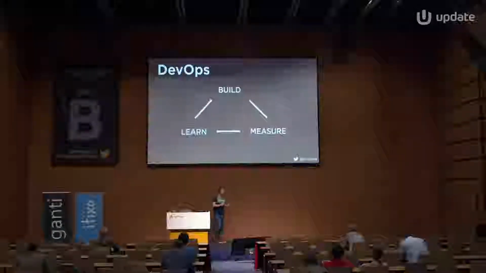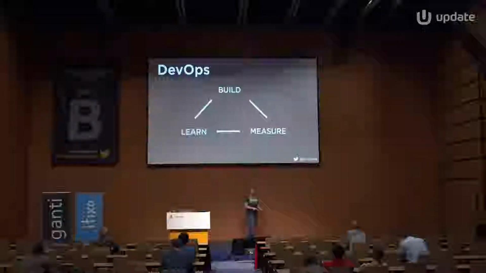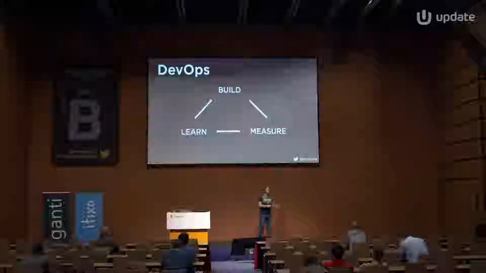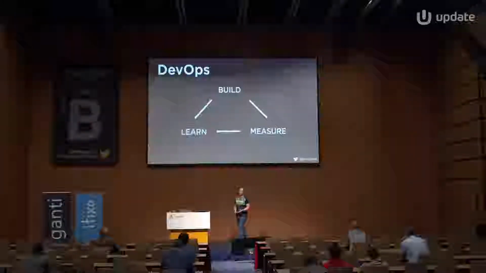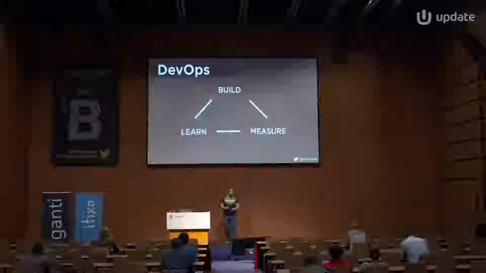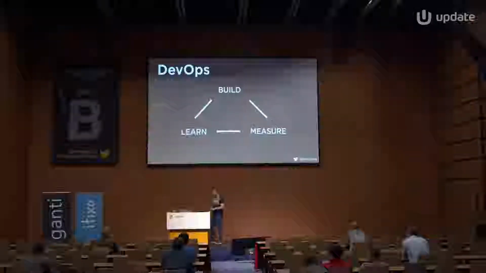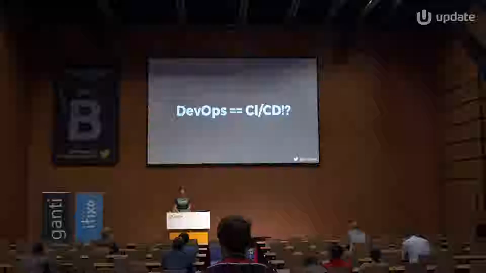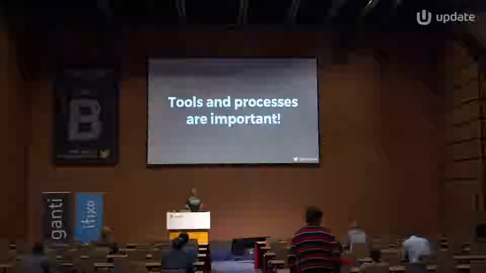This slide describes better what DevOps is. It's about building something and measuring how it's used, how the users like it. It could be analytics, it could be crash reports, it could be talking to users. And from what you learned about how the users like the app, how they use it, if the sales increase, for example, you learn from that and you go back and build changes from that. So that's DevOps to me. So it's not CI/CD. Okay, tools and process are important, and that's what we will talk about today.